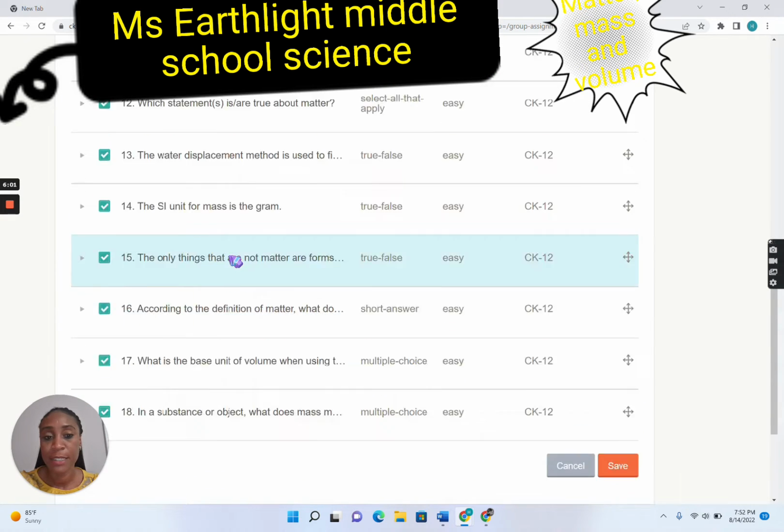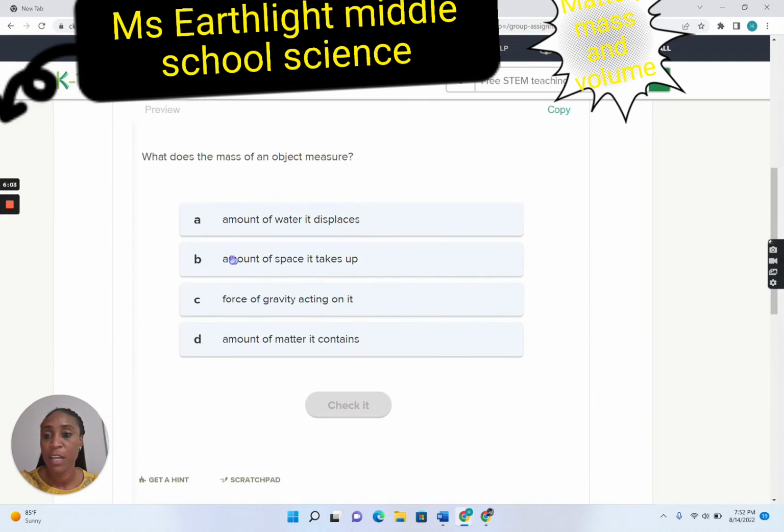Number 8 question states, what does the mass of an object measure? Does it measure the amount of water it displaces? Does it measure the amount of space it takes up? Or the force of gravity acting on it? Or the amount of matter it contains?